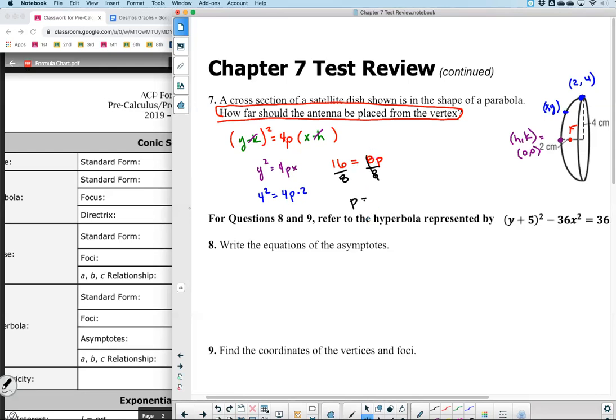Our answer is 2, and our unit is centimeters. The antenna should be placed 2 centimeters away from the vertex. So if I was going to draw mine perfectly, I would need to move that focus to right there. That's where we should place the focus.